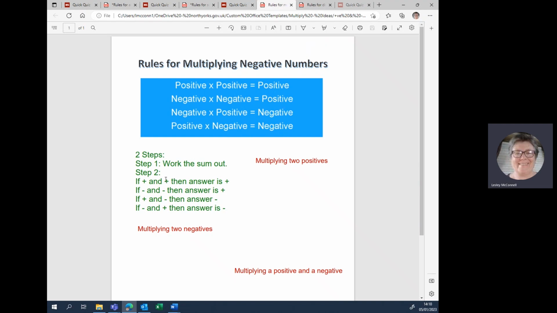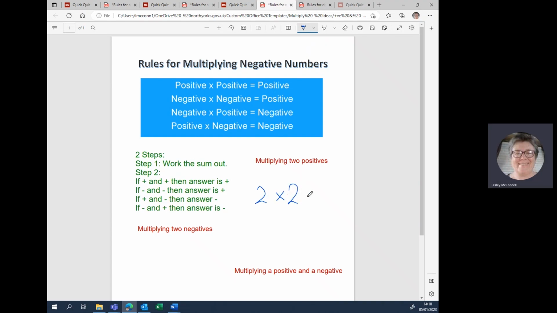The 2 steps for working these out are to work out the sum first that you've been given. And then if they are plus and plus, then the answer is a plus answer. If they're minus and minus, then the answer is a plus answer. If they're different, as in a plus and a minus, then the answer is negative. If it's a minus and a plus, then the answer is negative. So let's multiply 2 positives. Let's multiply 2 times 2.